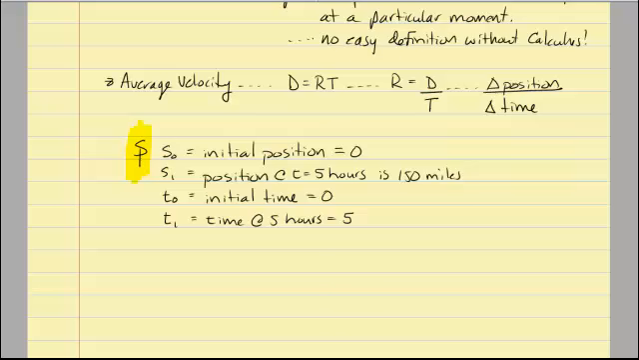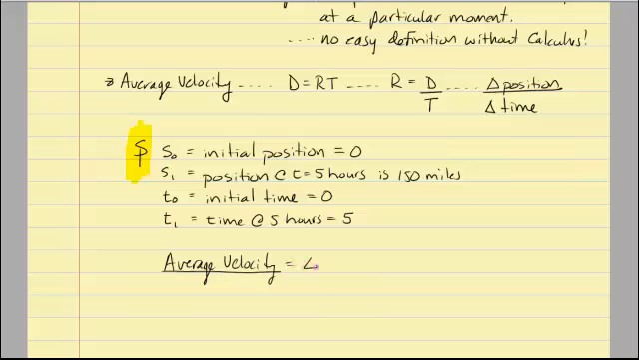Initial time t naught is 0. Final time that we're looking at here, t1, is 5 hours. So let's go ahead and find the average velocity. Now when we're looking at the average velocity here, we can come right back up here and look at this formula. Change in position over the change in time.